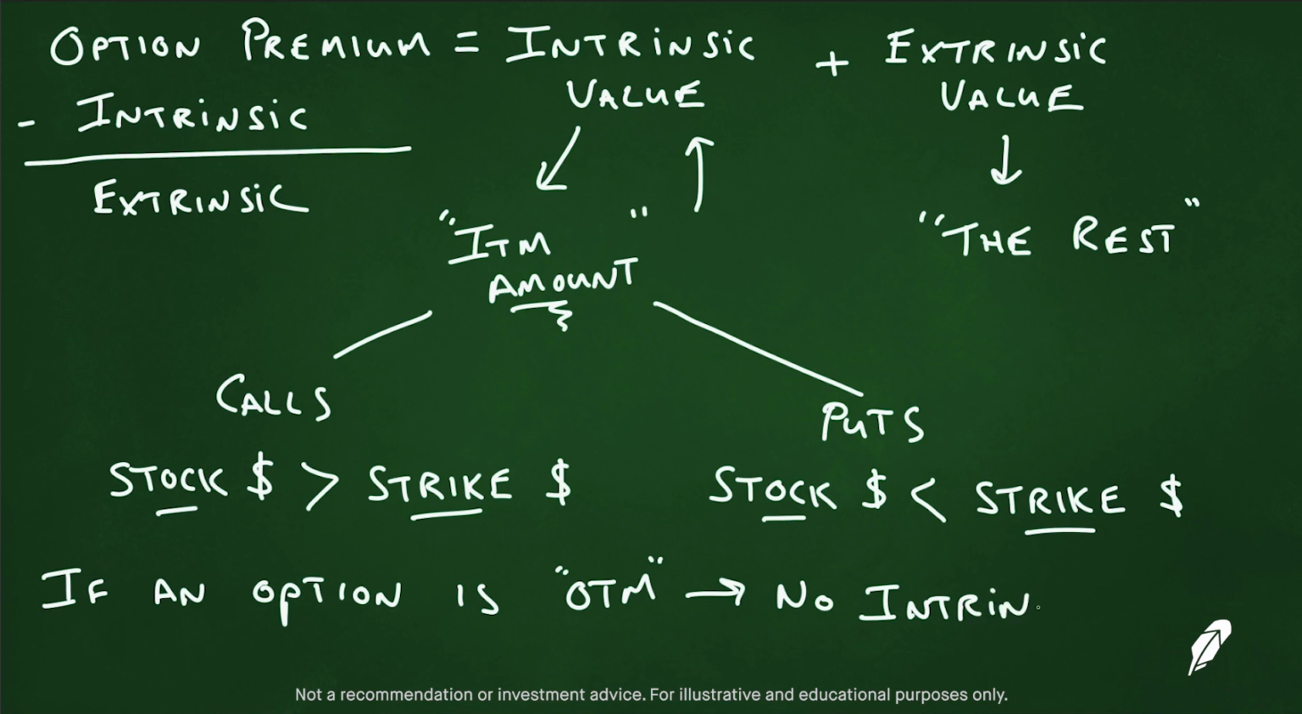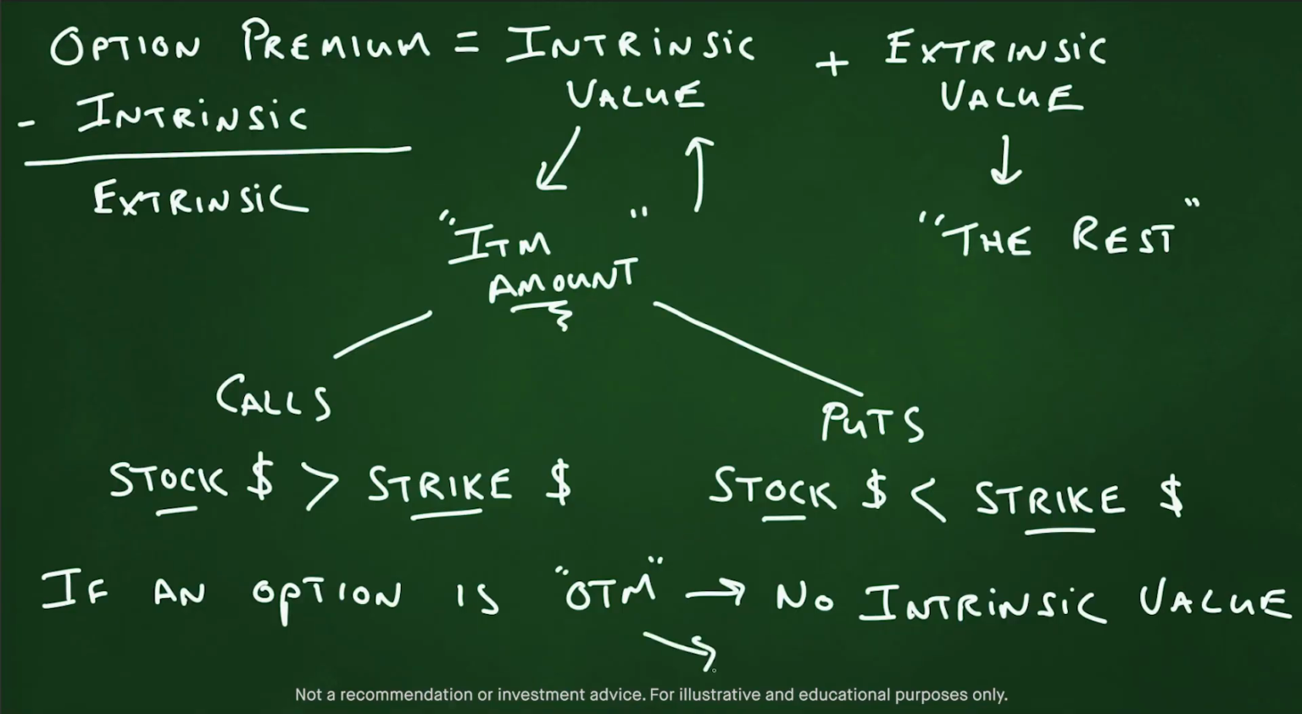So if we have an option that is out of the money, first thing to remember is there's no intrinsic value. So in this case, if the stock hasn't gone above the strike price of a call option, or in the case of a put option, the stock hasn't gone below the strike price, there's no intrinsic. The option is not in the money. And so whatever premium you see for an out of the money option, that is all extrinsic value. Very simple, nothing to calculate there. Remember, an out of the money option has no intrinsic, so the whole premium is extrinsic.